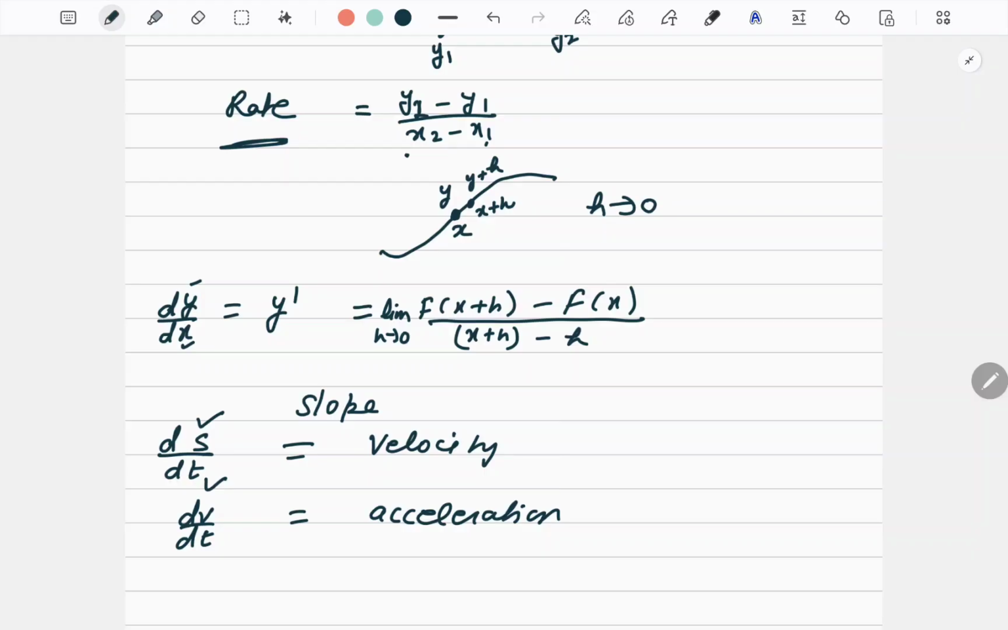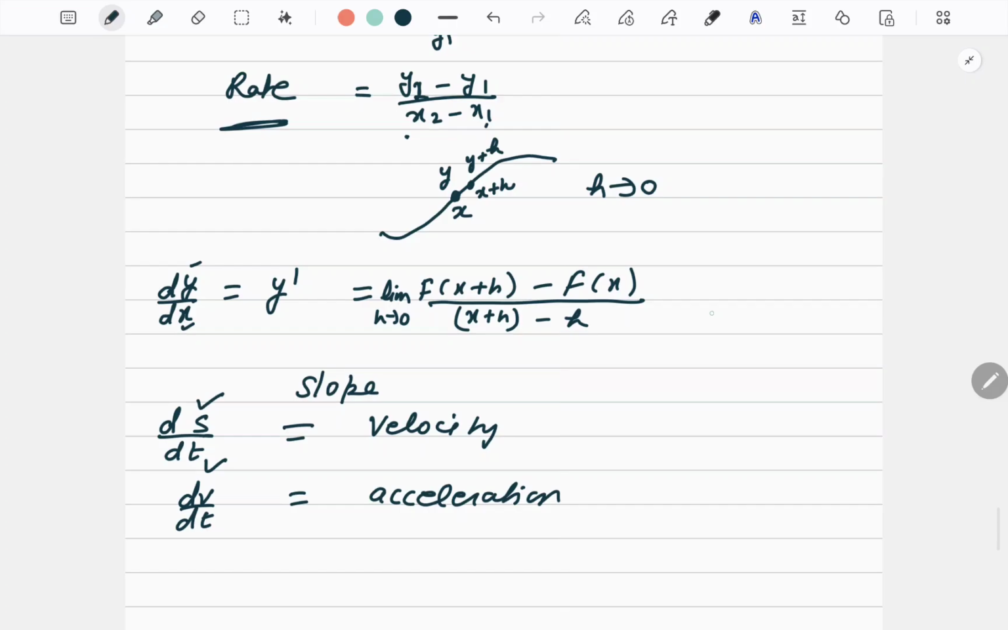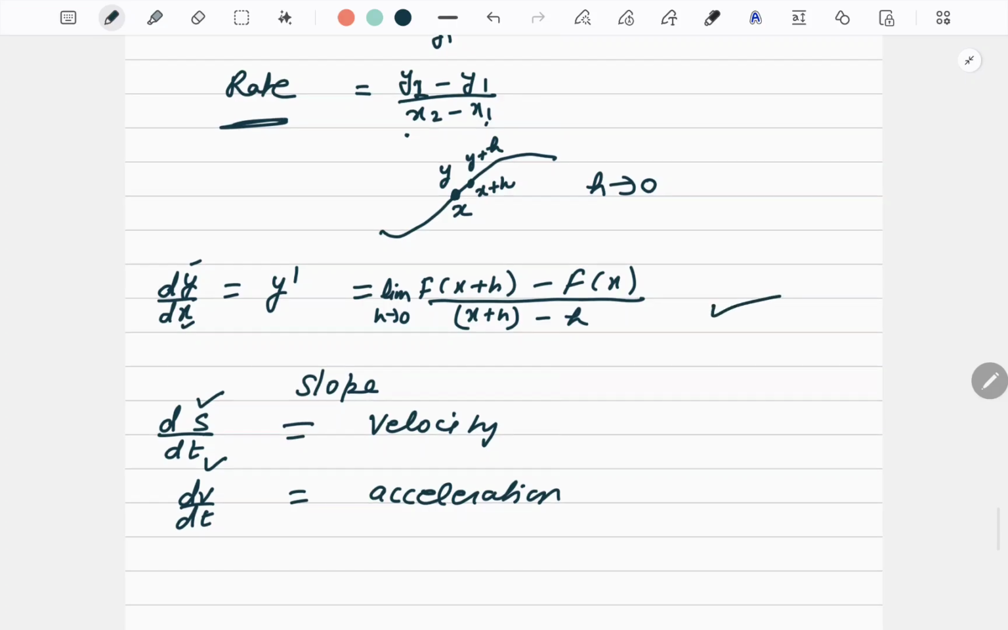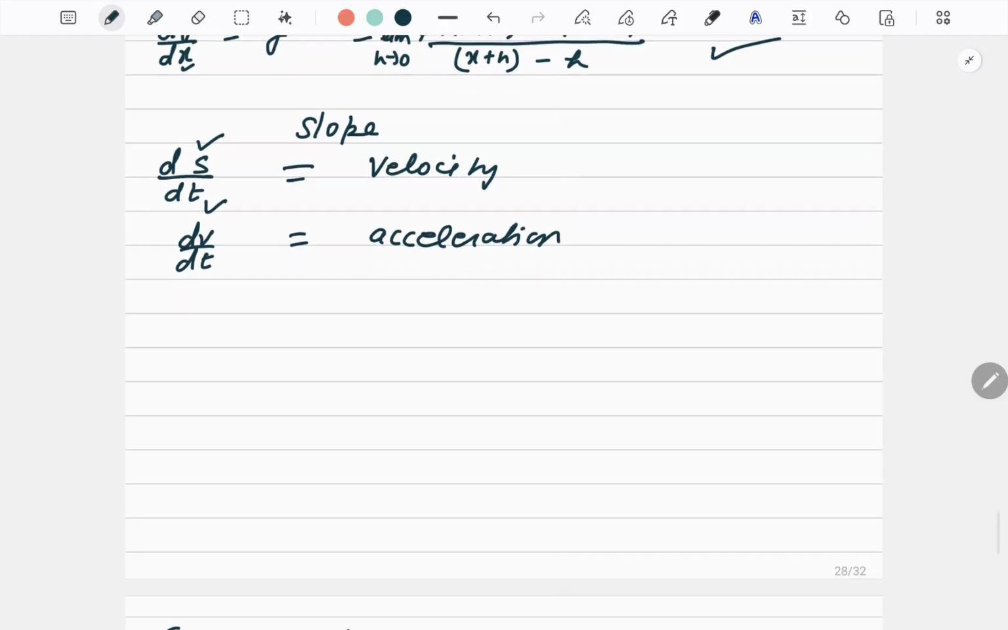Correct? So now let us learn how to do differentiation. There are basic formulas which are derived by using the first principle of differentiation, that is this definition, but we will not go behind those derivations. We will just use the formulas. I will be giving you all the formulas in my second video. In my first video, I will discuss the very simple polynomial formula which will help you a lot.